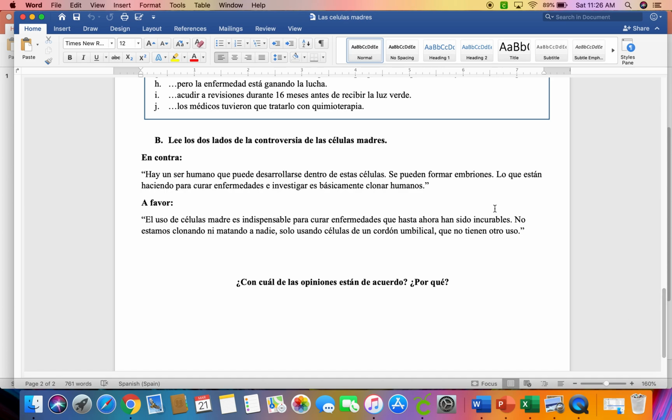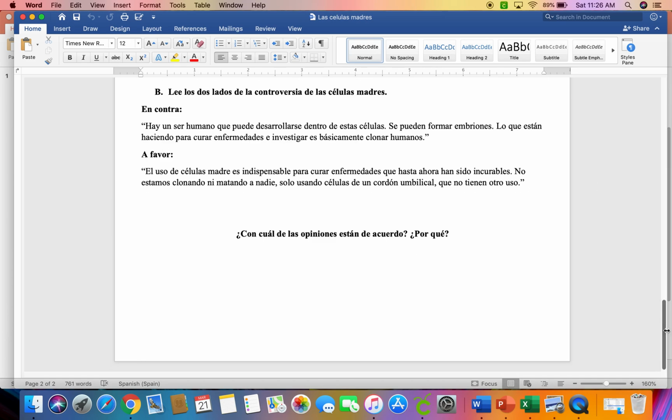So these are our 2 en contra, which is the people against it, y a favor, the people in favor of it. So read what people believe on both sides of the controversy, and then I want you to tell me which side do you agree with. Con cuál de las opiniones están de acuerdo? ¿Por qué? And again, you're just going to submit 2 to 3 good little sentences telling me which one of these opinions you agree with and why.